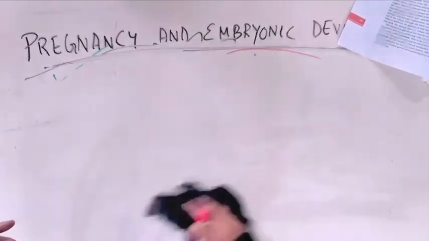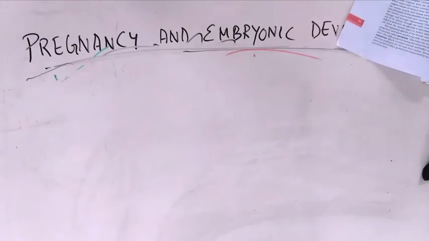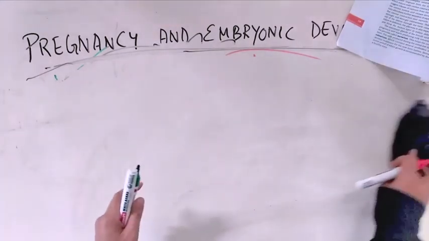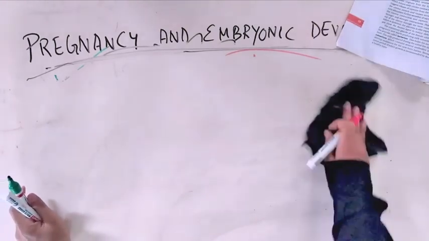So this is the end part of the embryonic development. Okay, don't forget. So next will be the, I think this is it for now. Okay, we'll see the next one. We'll see what it is, a parturition.